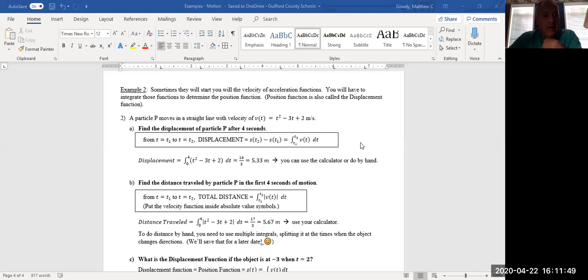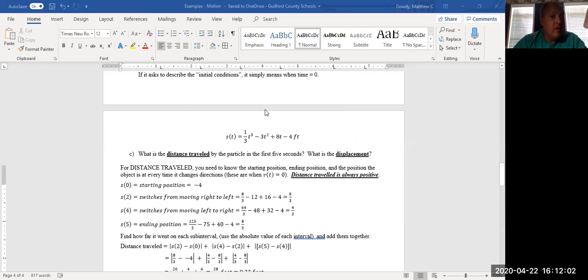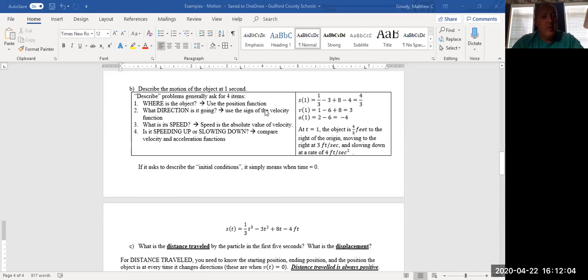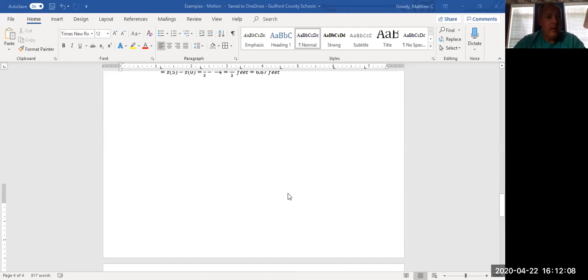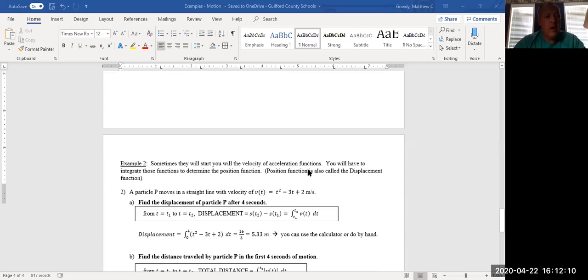All right, guys, here's the next way that they're going to create an example on this sort of stuff. There might be problems where you will be given either the velocity or acceleration functions. So up above, we always started with the position function, as you can see there. But if we come down here, they're going to start us with velocity.